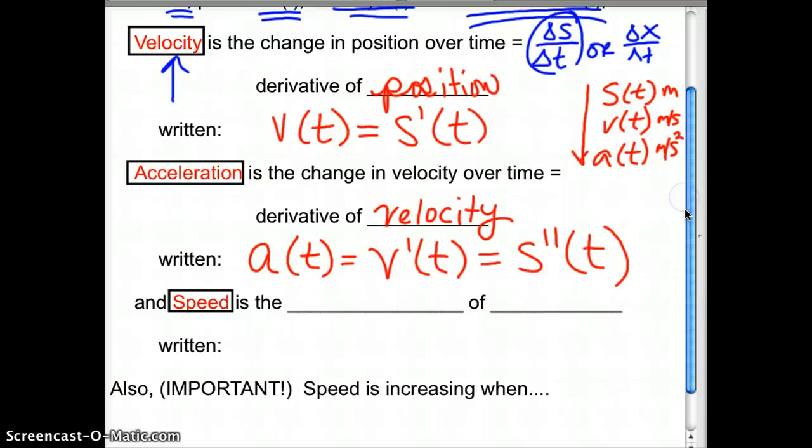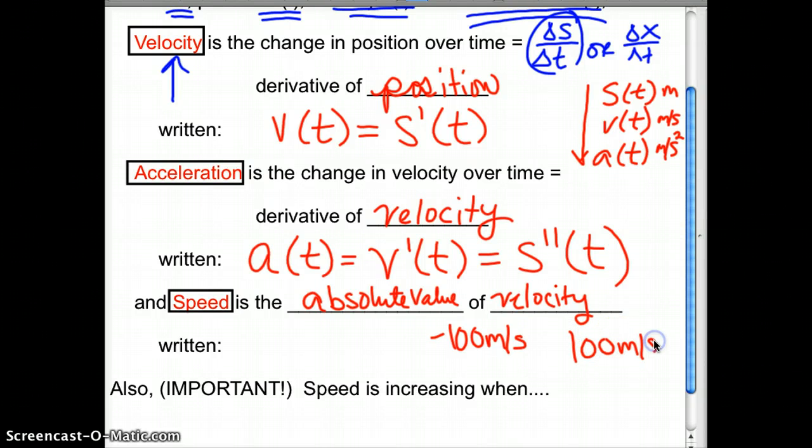Let's move on down here. And this one we've talked about. Your speed is the absolute value of your velocity. So if you get your velocity of, say, negative 100 meters per second, then your speed is 100 meters per second. Remember, velocity is a vector giving direction. Speed is just quantitative. How fast are you going?